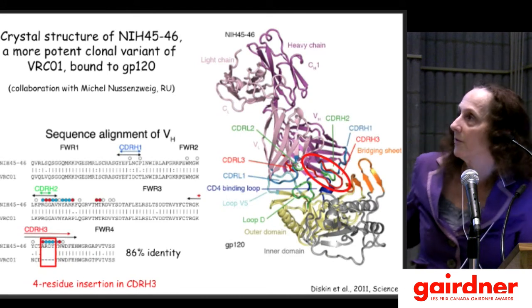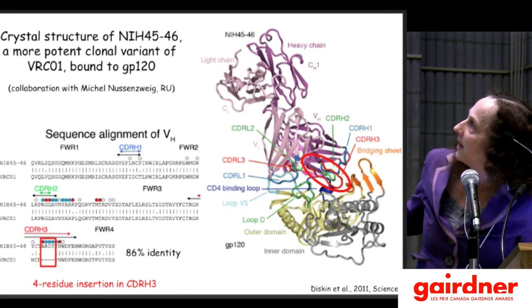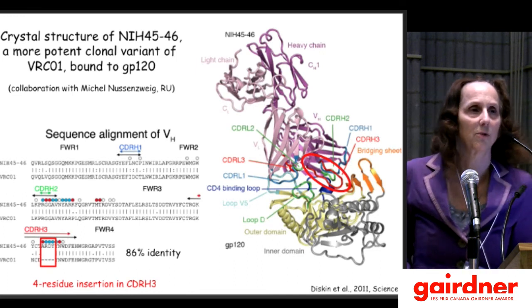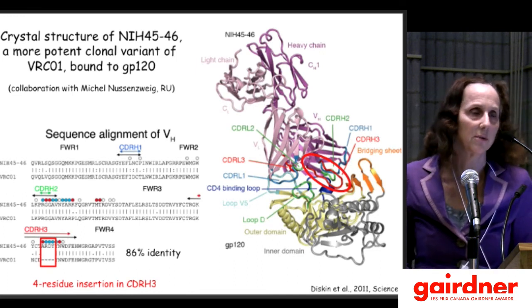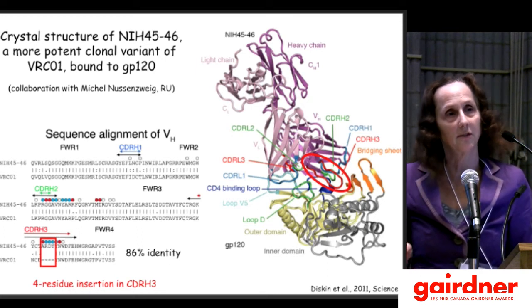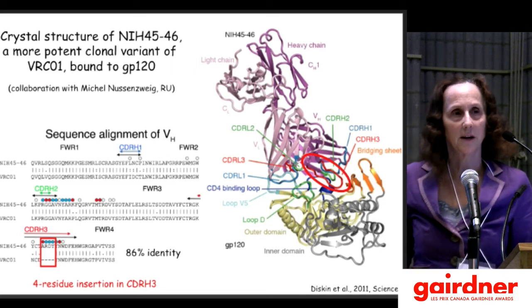So here's one of our first crystal structures in collaboration with Michel. This is an antibody they isolated from patient 45, and they called it NIH 4546. And it's a more potent clonal variant of an antibody isolated the previous year from the Vaccine Research Center, which was called VRC01. So VRC01 was the first very broad and potent neutralizing antibody against the CD4 binding site on HIV GP120. That's one of the subunits of the spike trimer.